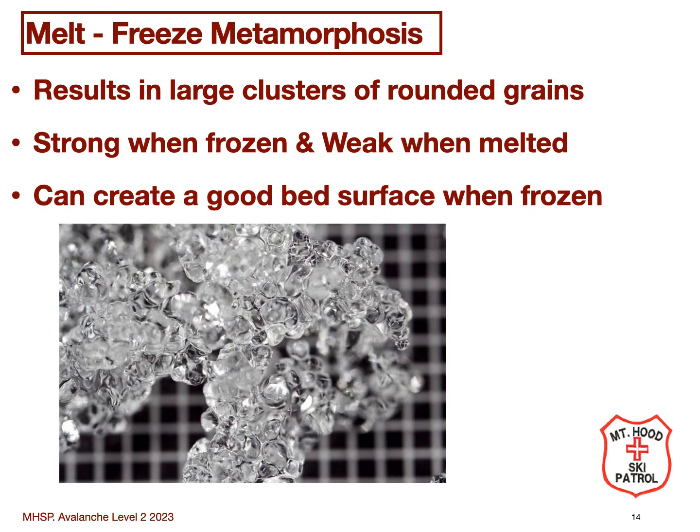So let's discuss the fourth metamorphic process, melt-freeze metamorphosis. Melt-freeze metamorphosis occurs when there's a temperature cycling in the snowpack. The snow melts, resulting in increased liquid water, and then refreezes. This results in large clusters of rounded grains when frozen, as shown in the picture. Melt-freeze snow is very weak when melted and strong and stable when frozen. Melt-freeze metamorphosis is quite common on sun-exposed slopes on Mount Hood.